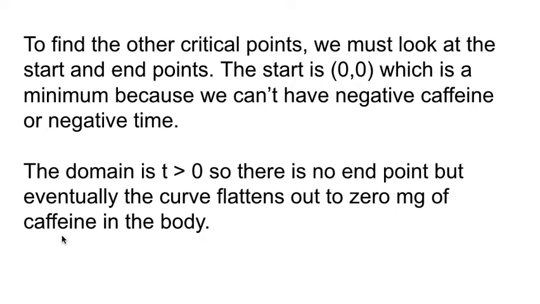The start is (0, 0), because we start at 0 time, and Mr. Mahmoud is just drinking the coffee, so there's no caffeine in his body. And because we also can't have negative caffeine and negative time. So you could say this is technically an asymptote, but in the actual equation, it does go into the negatives, but in real life, it can't. So the domain is t is greater than or equal to 0. Sorry, there should be a line here. It's greater than or equal to 0.